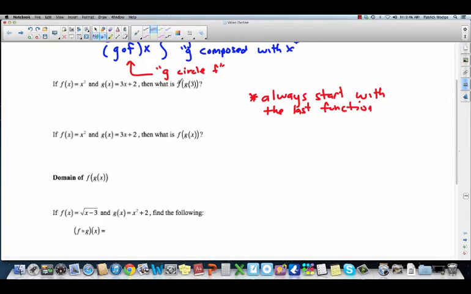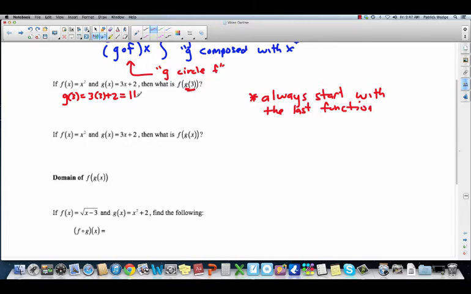So what I mean by that is you have f, there's the f function, here's the g function. The g function came last. So you want to start with the g function. So the first thing you want to figure out is, what's g of 3? So we're going to plug 3 into the x's in the g function, right? So we're going to have 3 times 3 plus 2. That equals 9 plus 2 equals 11.